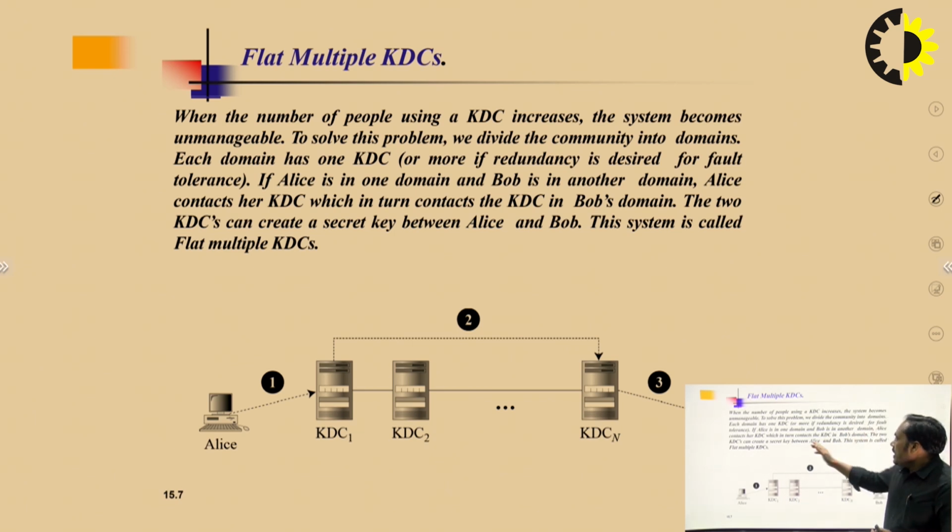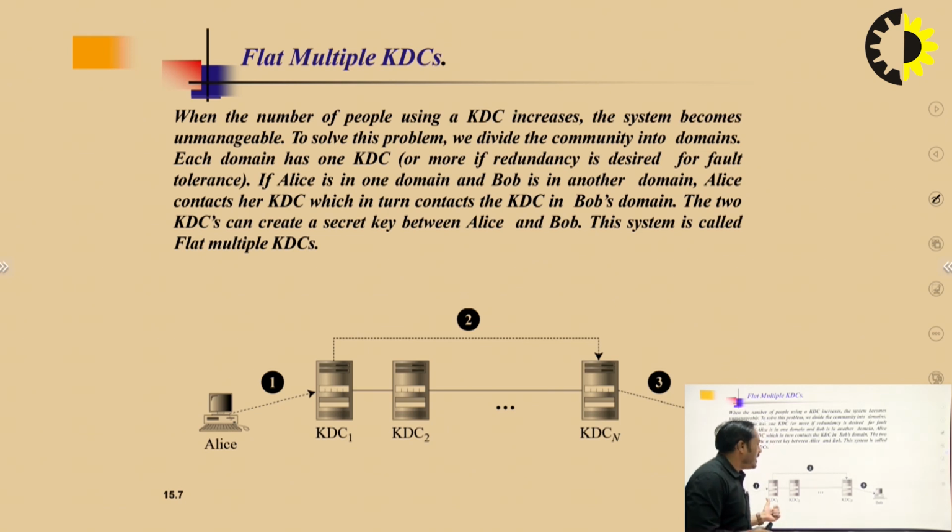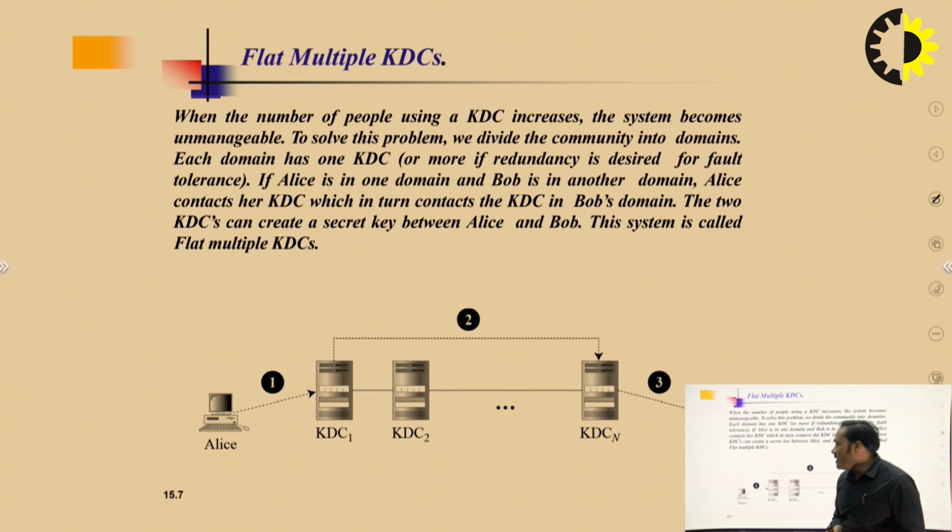So if Alice is in one domain and Bob is in another domain, Alice contacts her KDC, which in turn contacts the KDC in Bob's domain. So Alice contacts the first KDC, that is KDC 1, and Bob contacts the nearby KDC, that is KDC n in Bob's domain. The two KDCs can create a secret key. It means that the key is generated between Alice and Bob with the help of KDC 1 and KDC n, through which Alice can communicate with Bob and they can share their information.